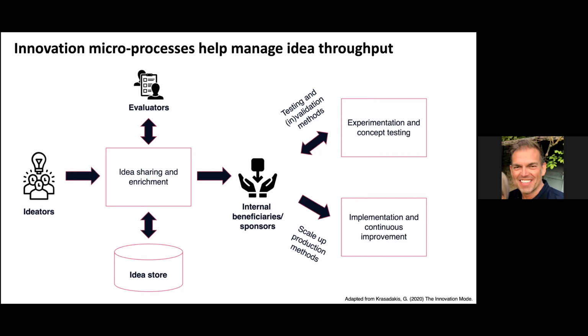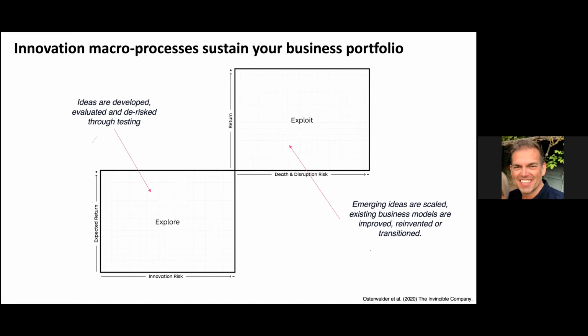Ideas can be evolved, grouped, and adapted. They're organic and are not archived, but are codified and can be resurfaced and associated to different challenges as the business demands. As you can see here, from an innovation macro, processes sustain your business portfolio. And this goes back to what we were talking about earlier under the exploit side. Ideas are developed and evaluated and de-risked through testing, and exploit emerging ideas are scaled, existing business models are improved, reinvented, or transitioned. And this goes back to what we're going to be discussing today and in the workshop around experimentation, a very important part.